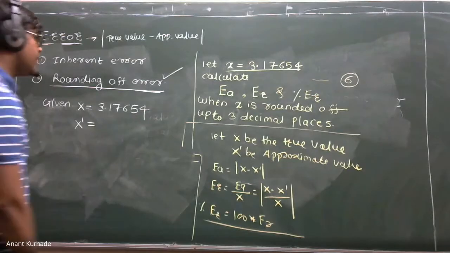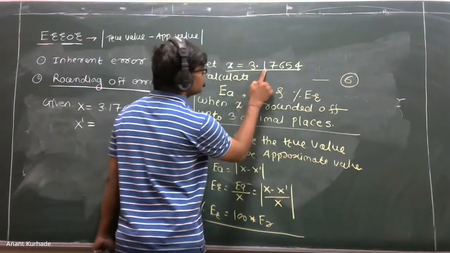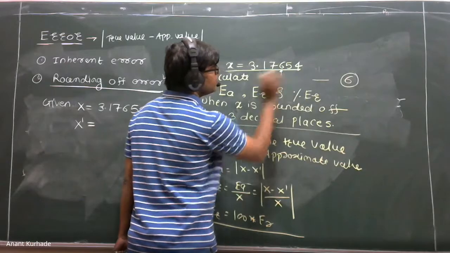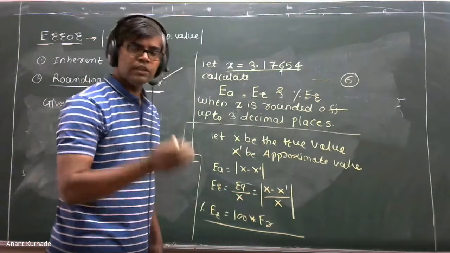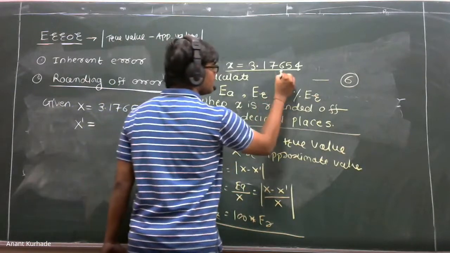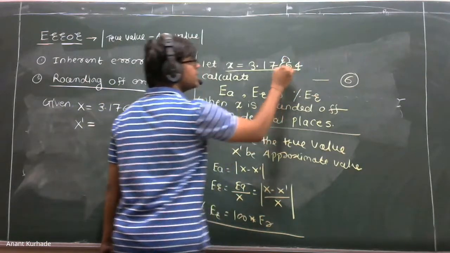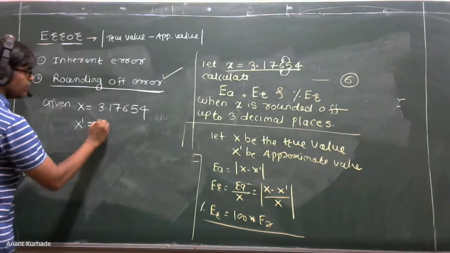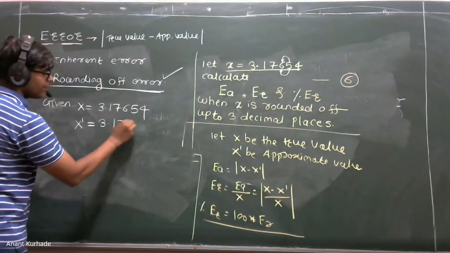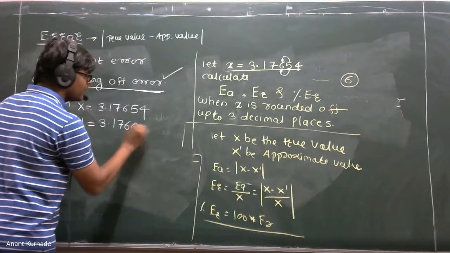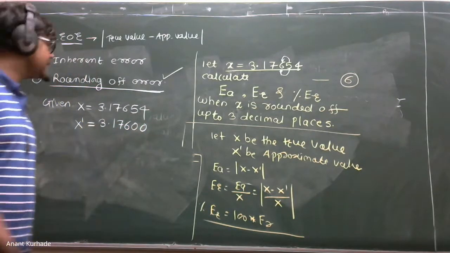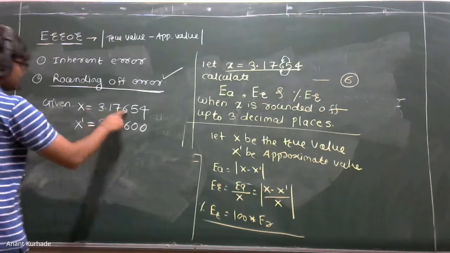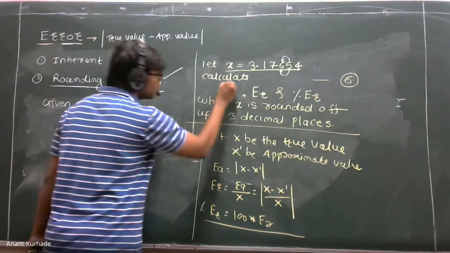The question says rounded up to 3 decimal places: 1, 2, 3. So it is 6. Check the next one. It is exactly 5. Again check the previous one. It is 6, which is even, so keep it as it is. So x dash will be 3.176. Don't write 5 again; put 0, 0 here. So here x is this and x dash is this.